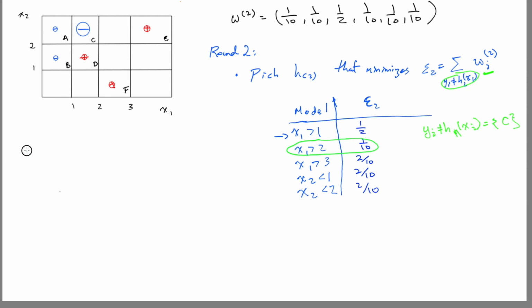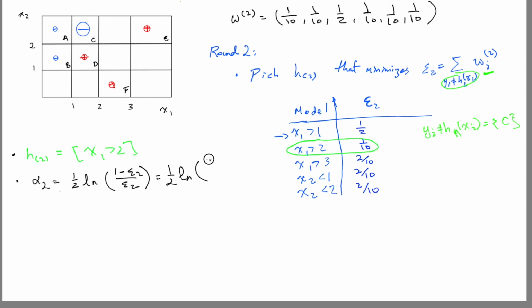All right, so let me write it here. H2 is going to be the model x1 bigger than 2. That's our first step, we picked the model. Now the next part is to pick the weight for that model. It's going to be half of log of (1 minus epsilon 2) over epsilon 2. So that's half of log of 9 over 10 over 1 over 10, which is approximately just 1. I'm going to take the weight to be 1. That makes life much easier.